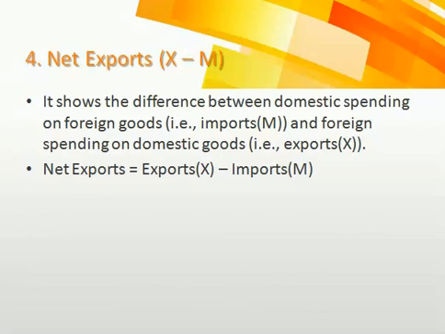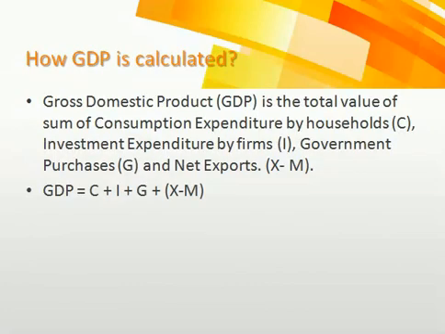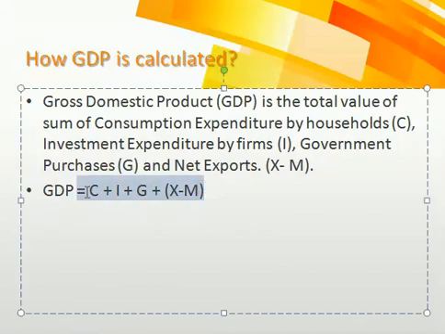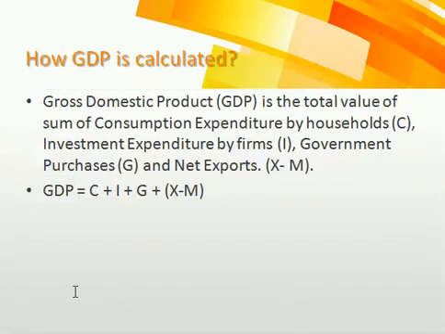So coming back to this, we have calculated all the four components, and finally the GDP is calculated like this. The gross domestic product is the total value of the sum of the consumption expenditure by the households, investment expenditure by the firms, government purchases, and net exports. So all the things are being added and we'll get the amount of GDP. And this GDP is in monetary terms. And in the news channels, what we hear, GDP is 6%, 7%, that is the GDP growth as compared to the previous years.